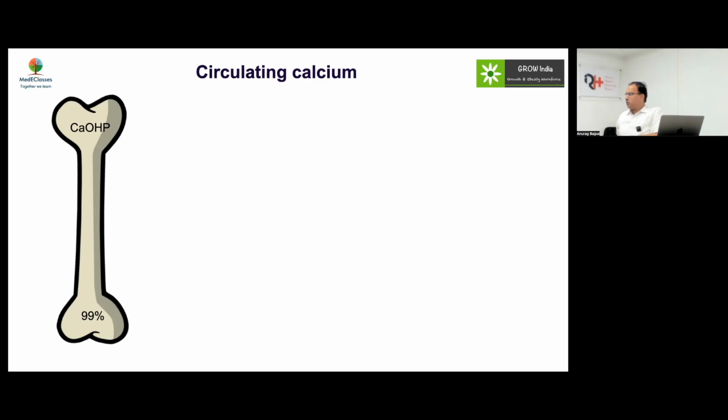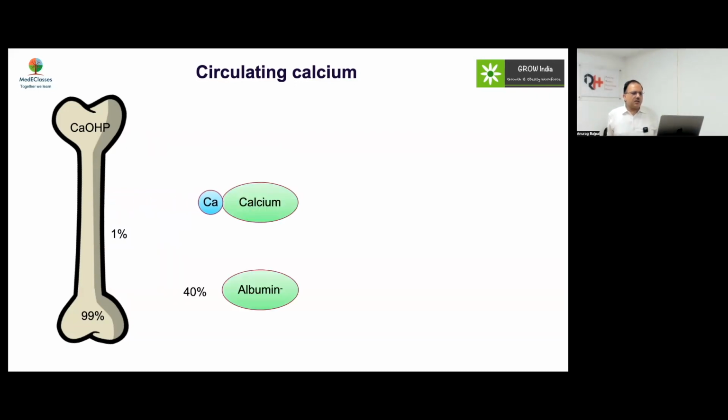When we talk about the calcium level, most of the calcium is actually stored in the bones, and only 1% of the total body calcium is actually in the blood circulation. So it's only this 1% that we are going to focus on when we talk about hypo- or hypercalcemia.